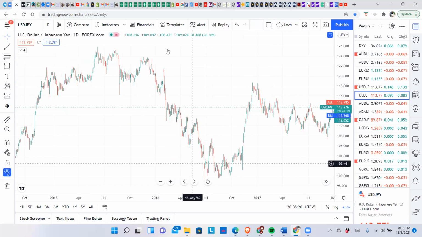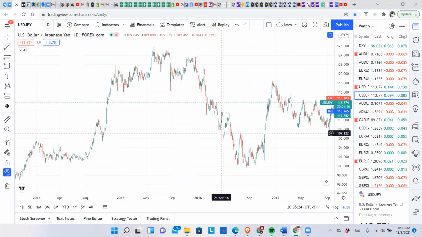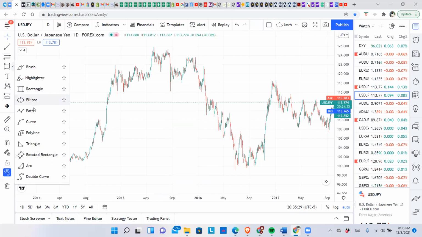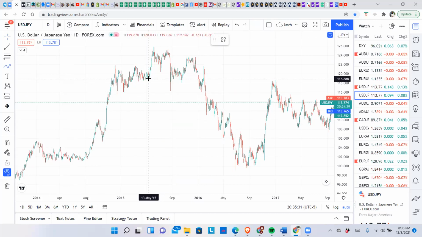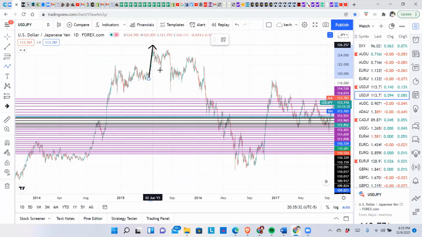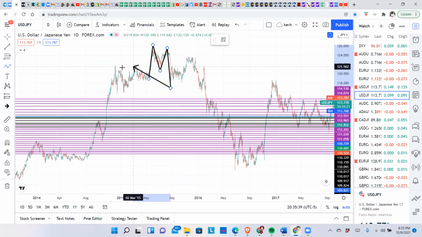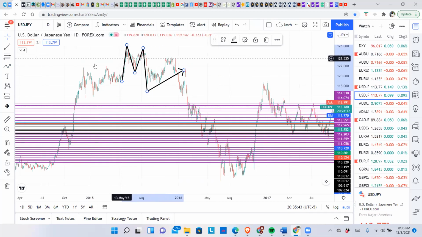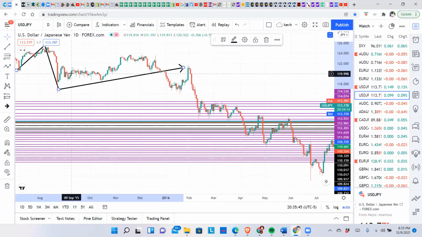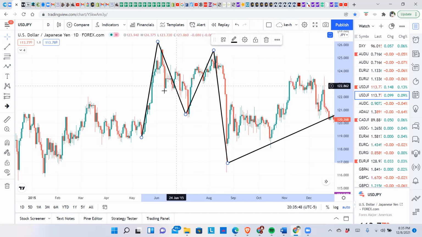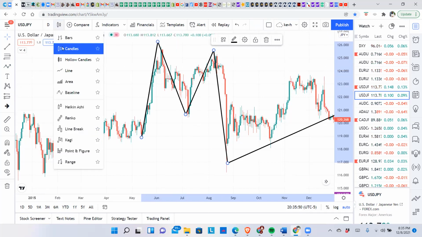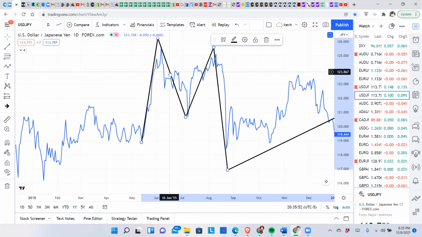It's the same kind of theory, but you can clearly see up here, right? You have this. You have that for sure. That's the break right here, but where is the structure? The structure is right here. So you would be identifying your zones from this market.